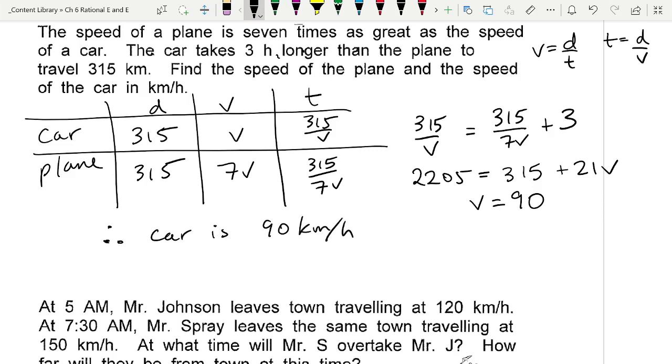How did you get 90 so quickly? Because I already did the calculation with my calculator earlier. And the plane is 7 times that, which is, that's a jet. 630 kilometers an hour. That is fast. Now that ain't your little hobby Cessna there. That's a fighter jet.